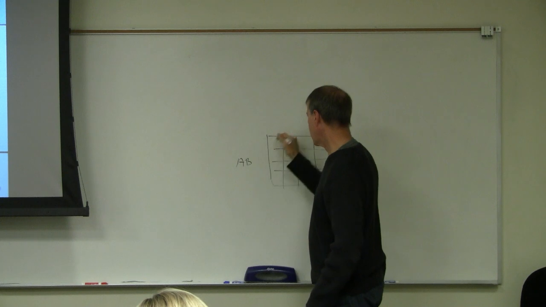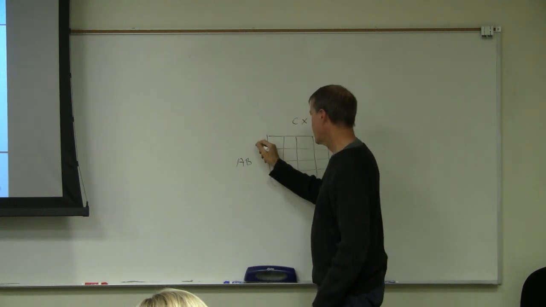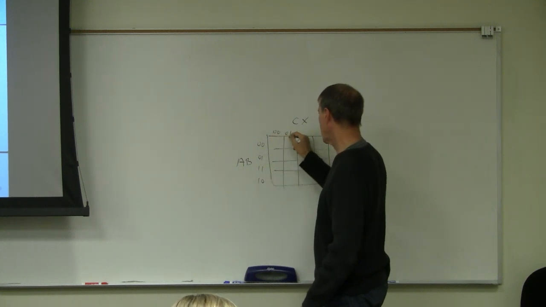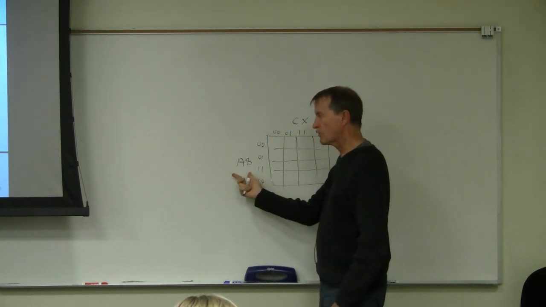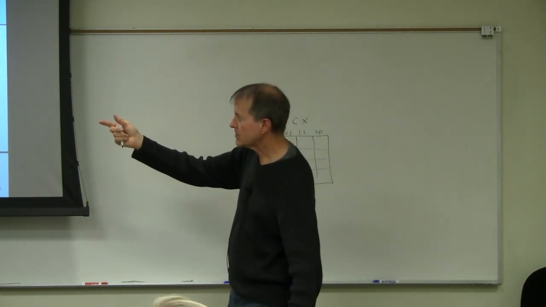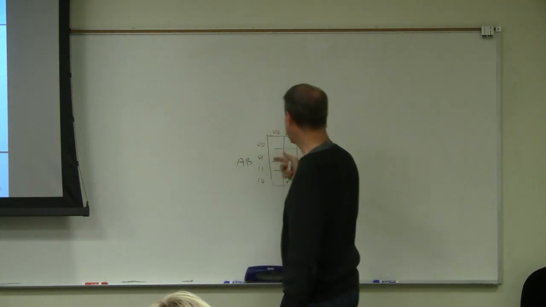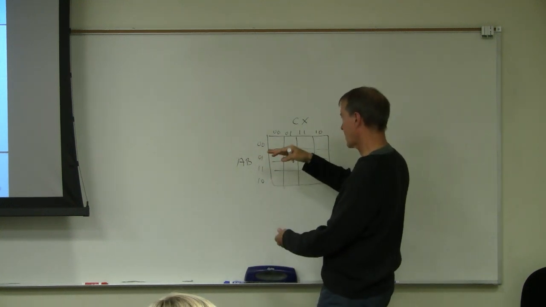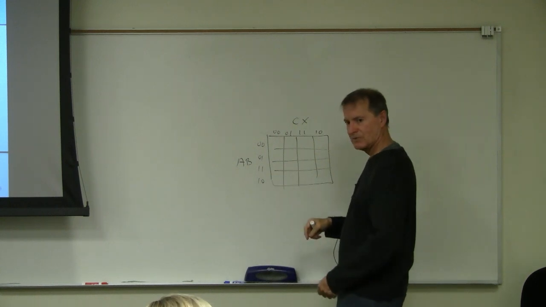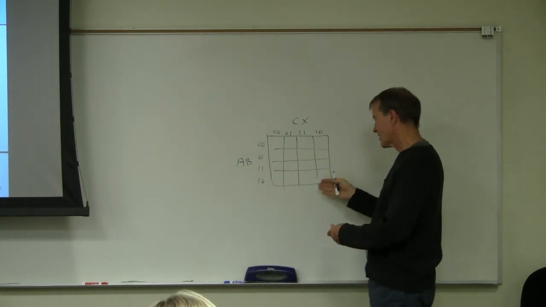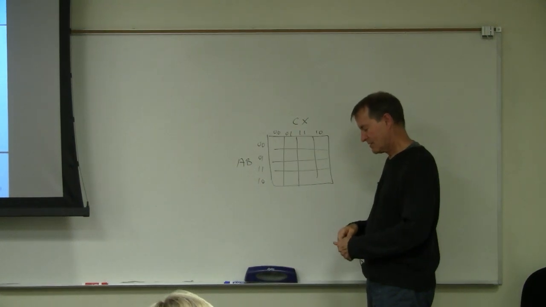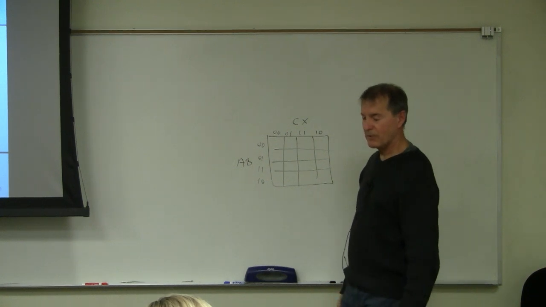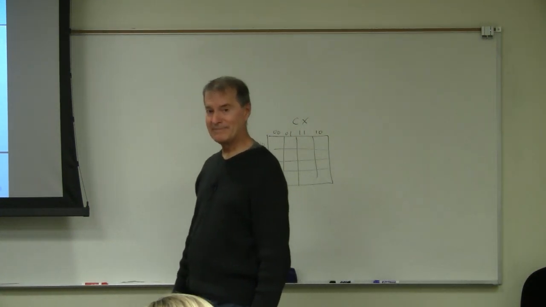If your Karnaugh map is going to be A, B, and then you're going to have C, X here, this will be 00, 01, 11, 10, and this will be 00, 01, 11, 10. So you should do it with the A, B being 00, 01, 11, 10, and then the C, X being a block of 00, a block of 01, a block of 11, and a block of 10. That's just looking ahead. Oh, sure, you can leave it that way, but be very careful.